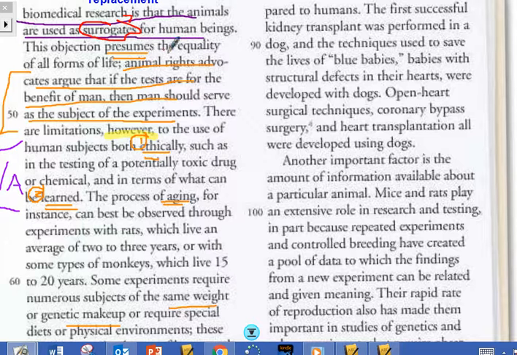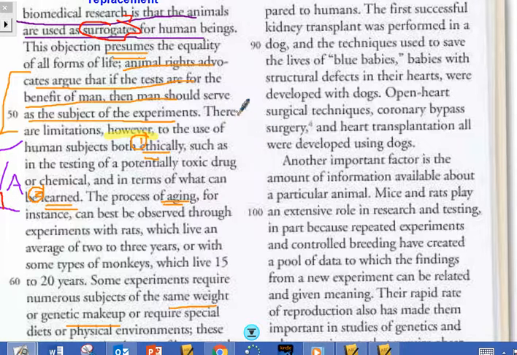From here: "Animal rights advocates argue that if the tests are for the benefit of man, then man should serve as the subject of the experiment." In other words, the opponents say, test on people, not animals. If it's to help people, then people should be the ones tested on, not animals. Okay, so this is what opponents say. Then we're going to get the AMA's counter-argument.